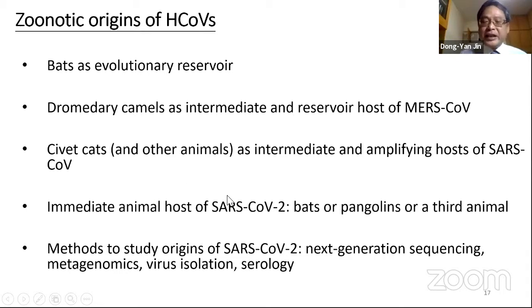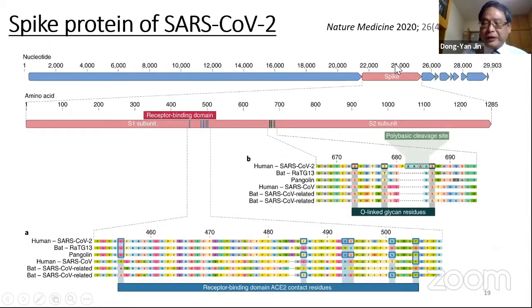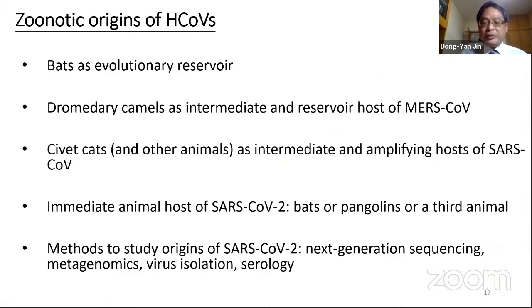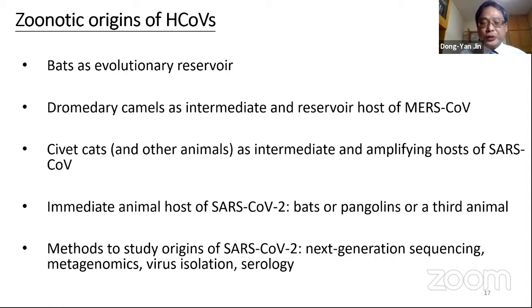So in the case of SARS-CoV-2, my friend Professor Shi Zhengli and Zhou Peng from Wuhan Institute of Virology very quickly identified the bat coronavirus that is most closely related to SARS-CoV-2.